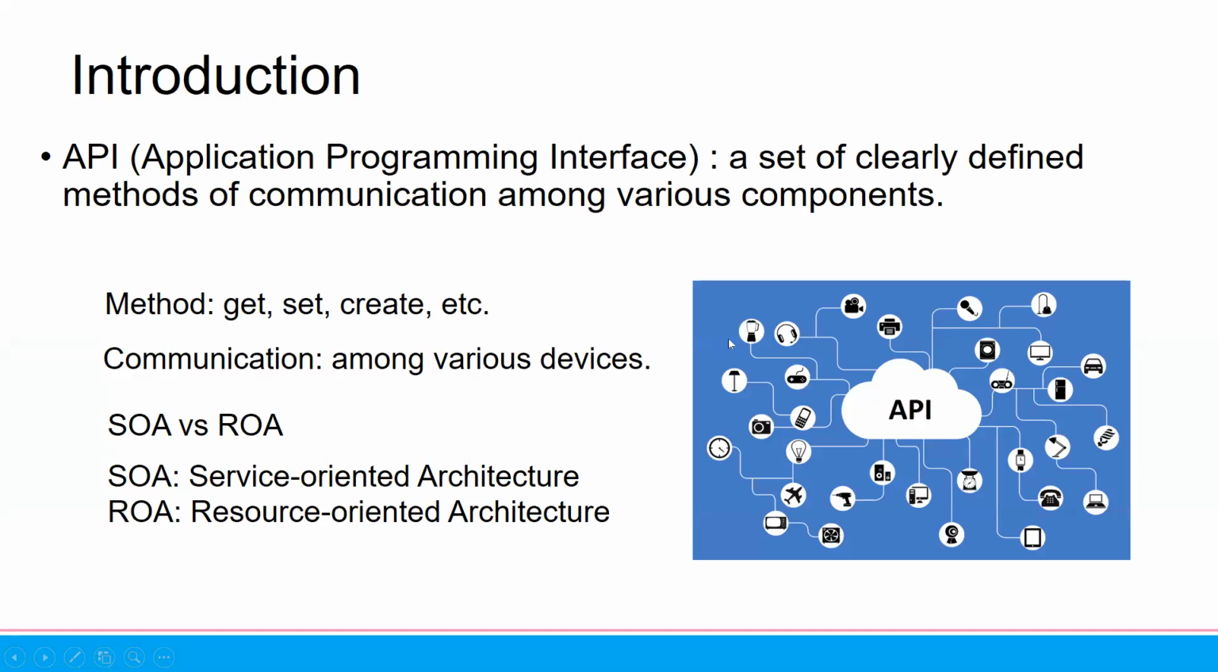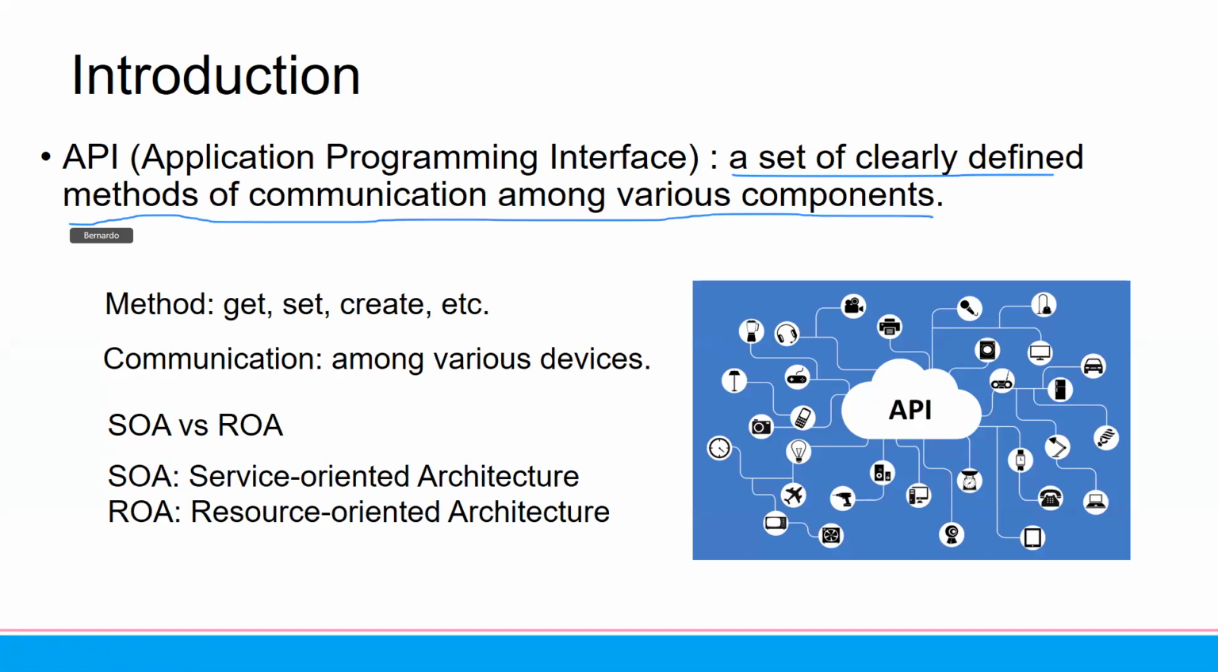So in this section, I would like to explain the Django REST framework. In the Django REST framework, first I would like to explain API. API stands for Application Programming Interface. So an API is a set of clearly defined methods, and it is for communication among various components.